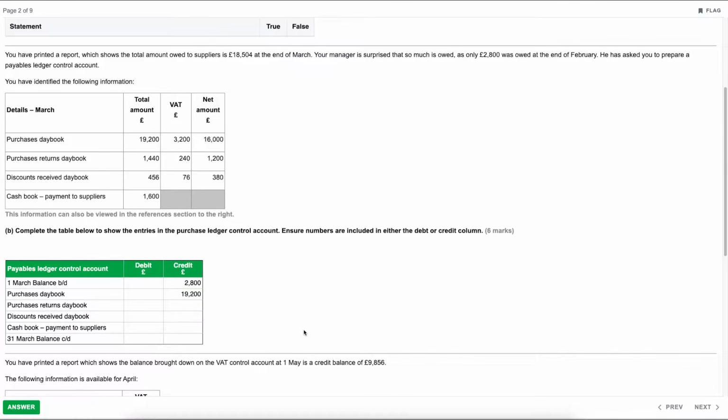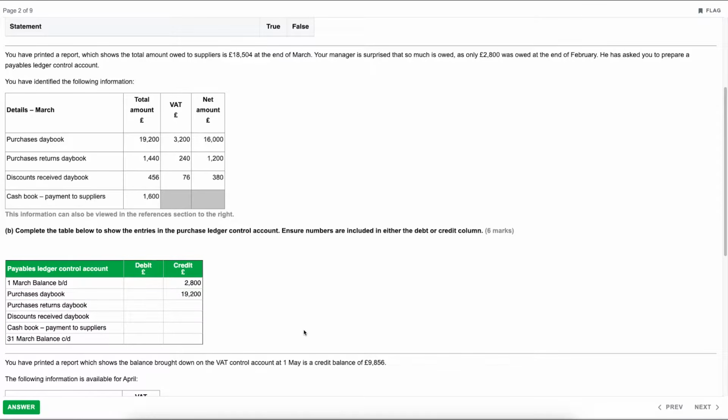Remember, we want to take the total amount because that is the actual amount owed to our suppliers. Remember, we don't pay our suppliers net and they somehow add on the VAT. We pay them gross, or we pay them the total amount.